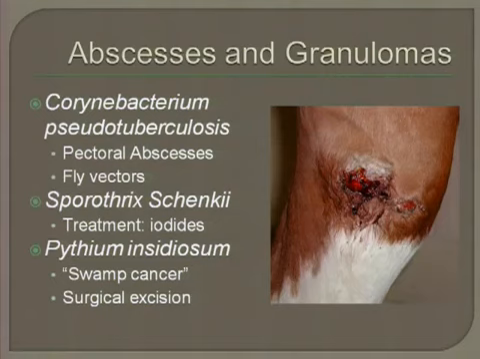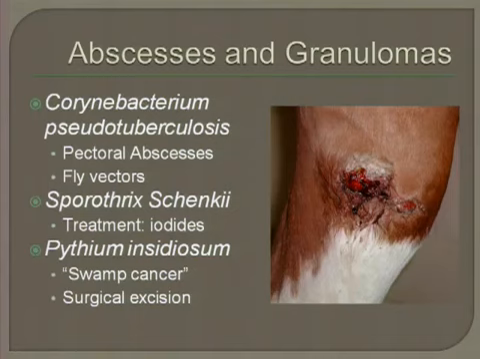So Corynebacterium pseudotuberculosis. This is the cause of pigeon fever, which are pectoral abscesses in the horse. And there might be a fly vector involved. It's not exactly known, but it is suspected. And Corynebacterium infections in the horse are kind of like caseous lymphadenitis in the sheep. So surgical drainage with thorough lavage is the mainstay of treatment. When that's not possible, long-term antibiotics have been successful, but again, surgical lavage is the ideal if possible.